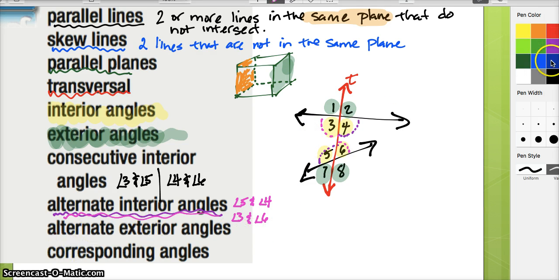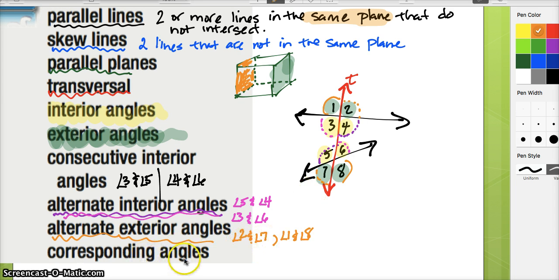Alternate exterior angles, I'm sure you've got an idea of where we're going with that part. They're on alternate sides of the transversal, and they are exterior. So we've got 2 and 7 are alternate exterior angles, and 1 and 8 are alternate exterior angles.